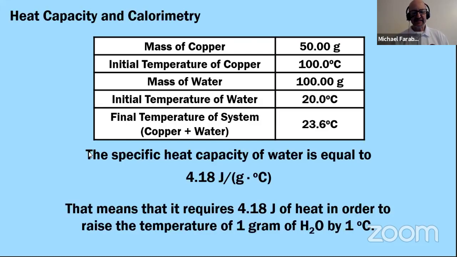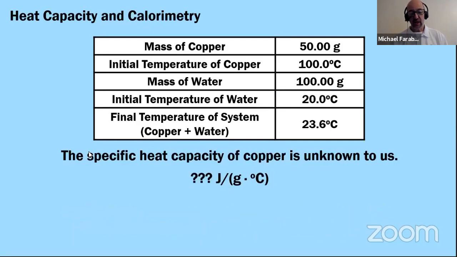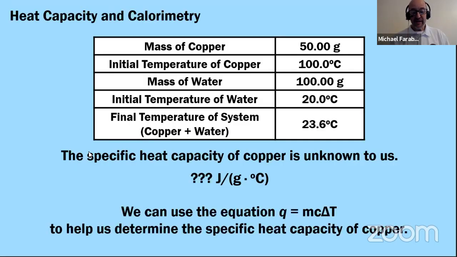So what this means is that it requires 4.18 joules of heat energy in order to raise the temperature of 1 gram of water by 1 degree. Now, copper, aluminum, glass, sand, iron, all kinds of substances have their own values for the specific heat capacity. And the units are going to be joules per gram degree Celsius. I just gave you the value for water, but the specific heat capacity for copper is unknown to us. We can use the equation Q equals mc delta T to help us determine the specific heat capacity of copper.